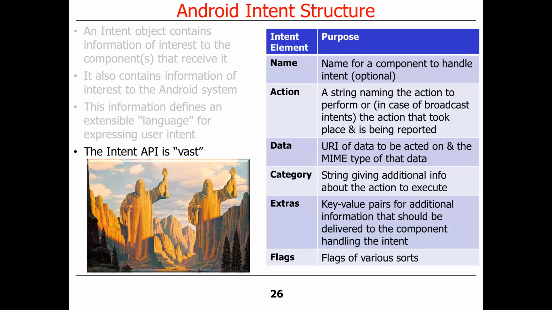The API for intent is vast, right? If you were to take a look at the source code, or just even look at the documentation, you'll see it just goes on and on and on. And mostly it's setter and getter fields that access all of these various things.